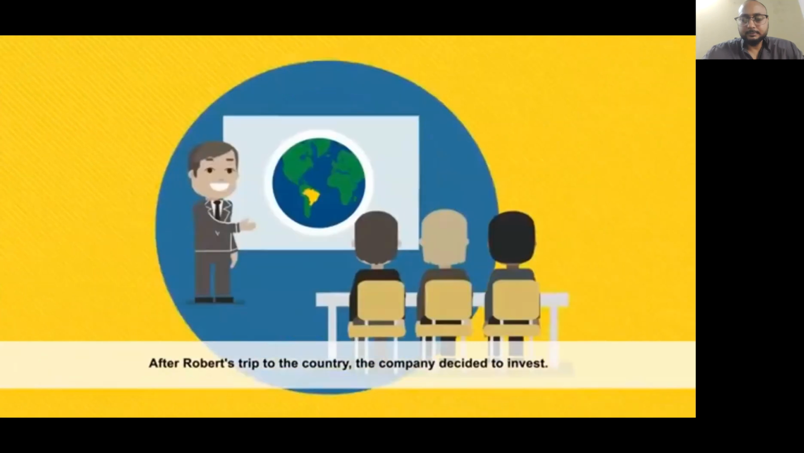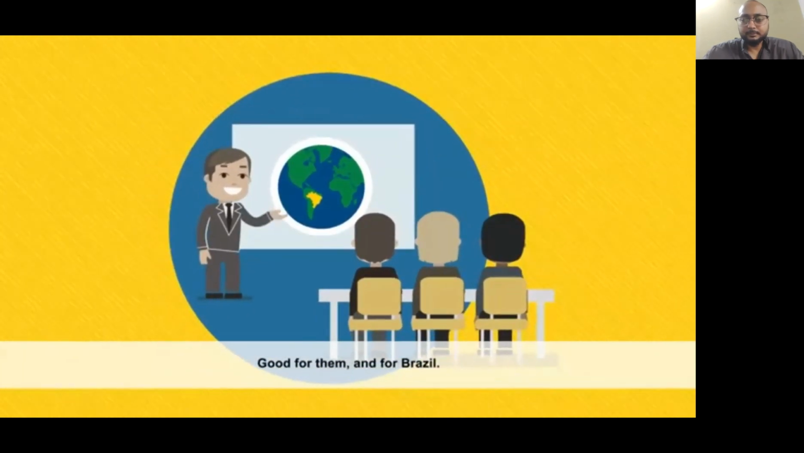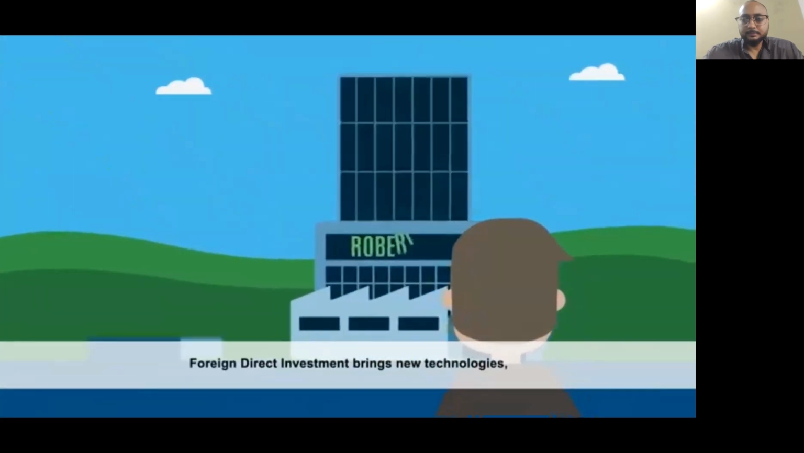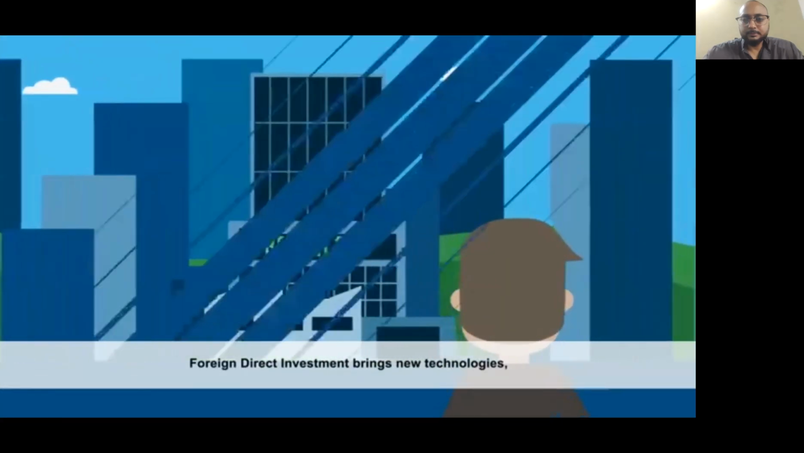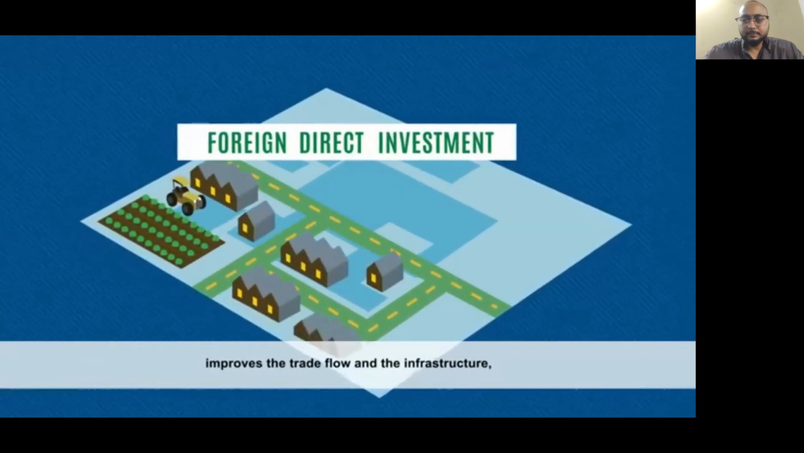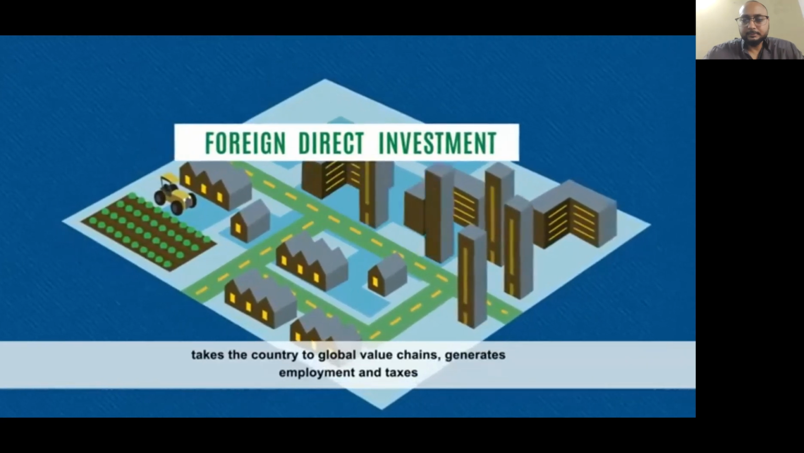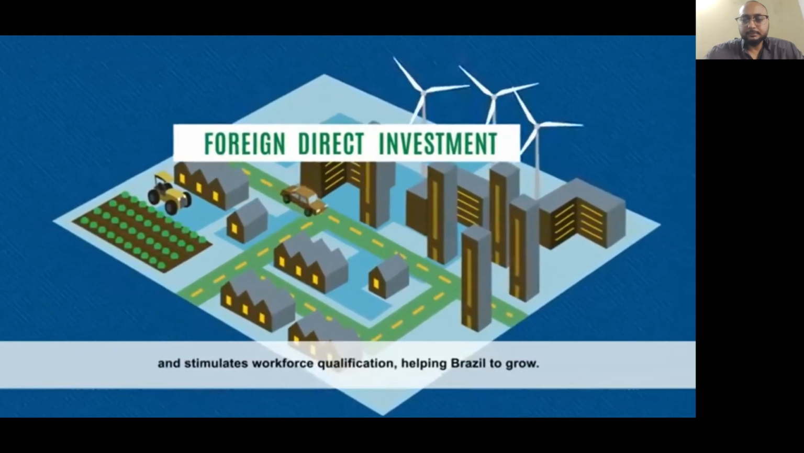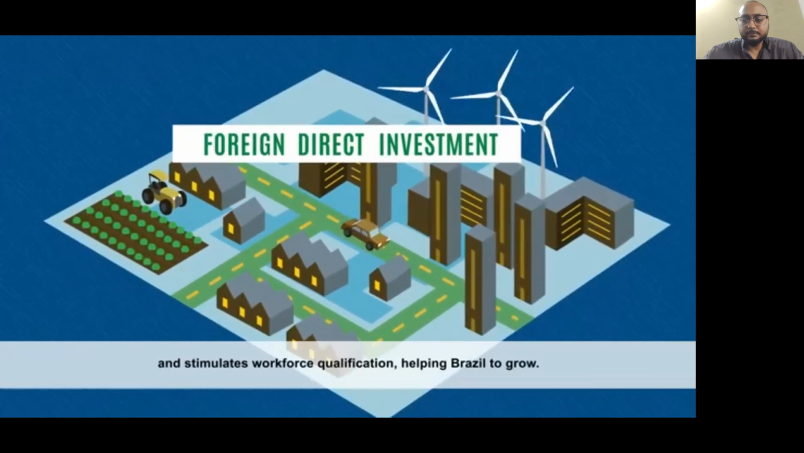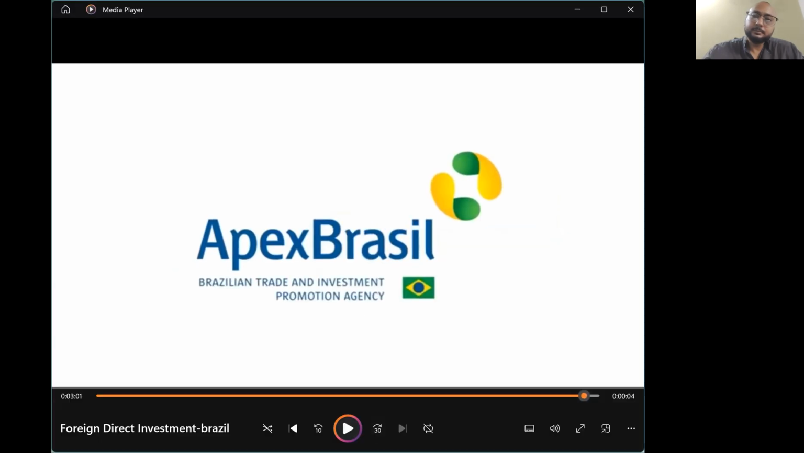After the trip to the country, the company decided to invest. Good for them and for Brazil. Foreign direct investment brings new technologies, improves the trade flow and the infrastructure, takes the country to global value chains, generates employment and taxes, and stimulates workforce qualification, helping Brazil to grow. Apex Brazil, promoting investments for Brazil's growth.